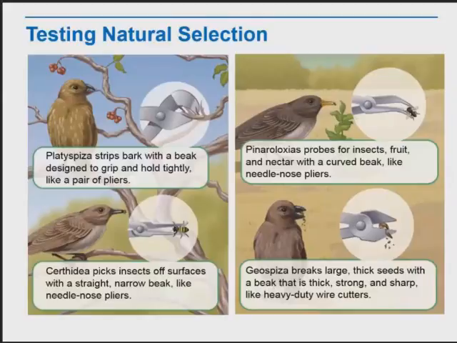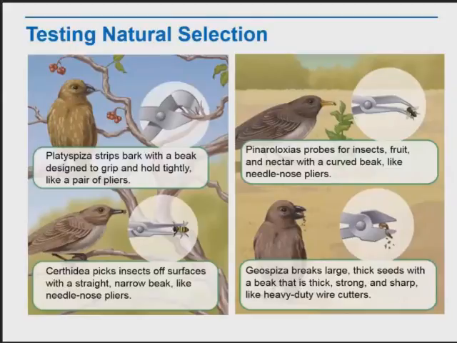No one thought so until Peter and Rosemary Grant of Princeton University came along. The Grants have spent 40 years studying Galapagos finches. They realized that Darwin's hypothesis rested on two testable assumptions. First, for beak size and shape to evolve, there must be enough heritable variation in those traits to provide raw material for natural selection. Second, differences in beak size and shape must produce differences in fitness.